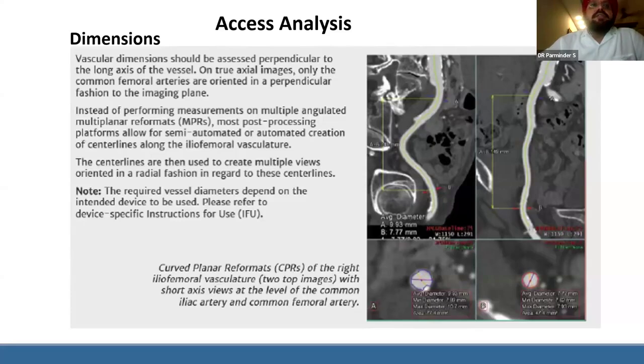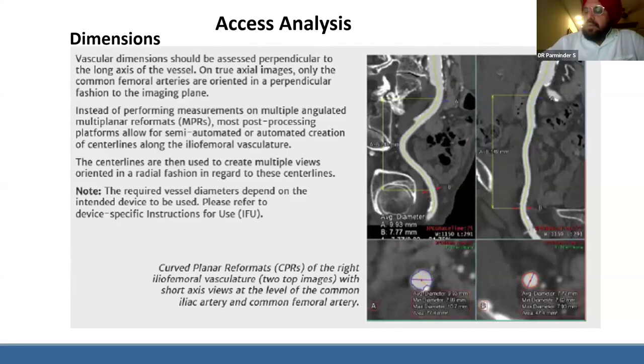When we assess the vascular dimensions, they should be assessed perpendicular to the long axis of the vessel. Suppose we are at an angle, it will give falsely larger measurements. In the axial images, when we acquire the CT, it's only the femoral arteries which are oriented perpendicular to the imaging plane. All others, the external iliac or common iliac, are not perpendicular to the imaging plane. So we are likely to measure these vessels incorrectly.